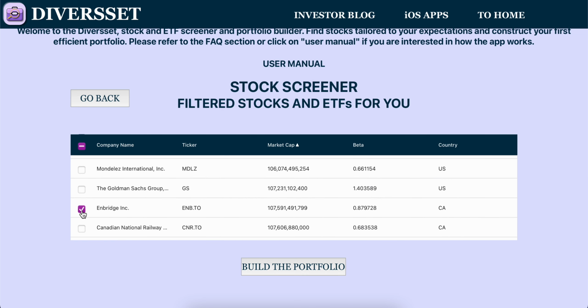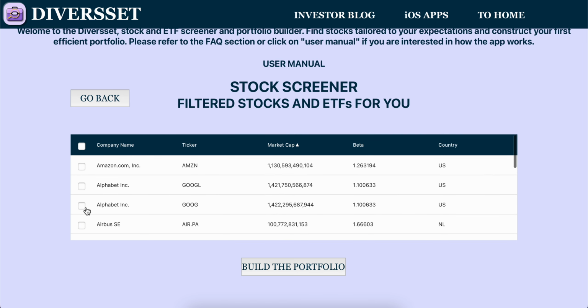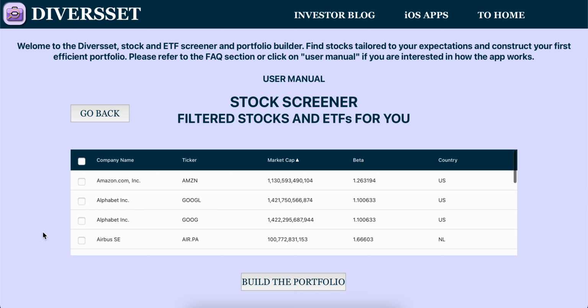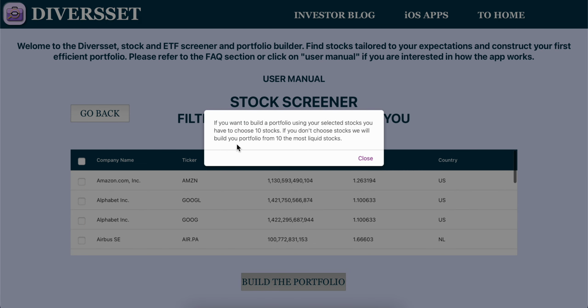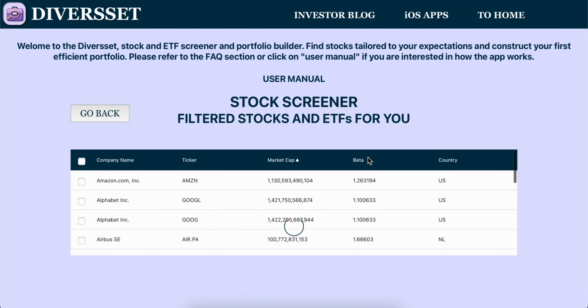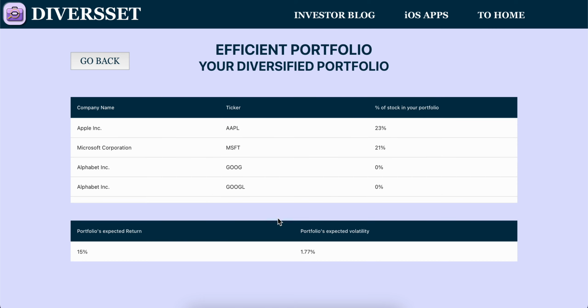Choose select 10 stocks manually. But in this example, I will not be selecting everything manually. I will just let the application construct from the most liquid stocks. Now I'm pressing build a portfolio. This message says that to build from the 10 stocks from the list, if you want to select, you have to choose 10 stocks. That's what I told you earlier. And now application starts building your efficient portfolio, and here you go, that's your efficient portfolio with your indicated return.